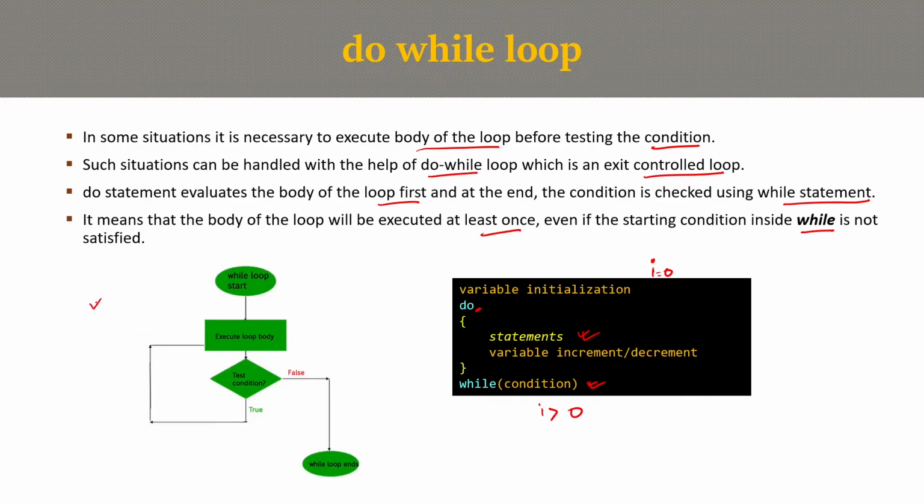From this flowchart, this will be a bit clearer. You see the do while loop starts, and it will execute the loop body and then check if the condition is true or false. If the condition is true, it will again execute the loop body, and if it's false, then it will end.